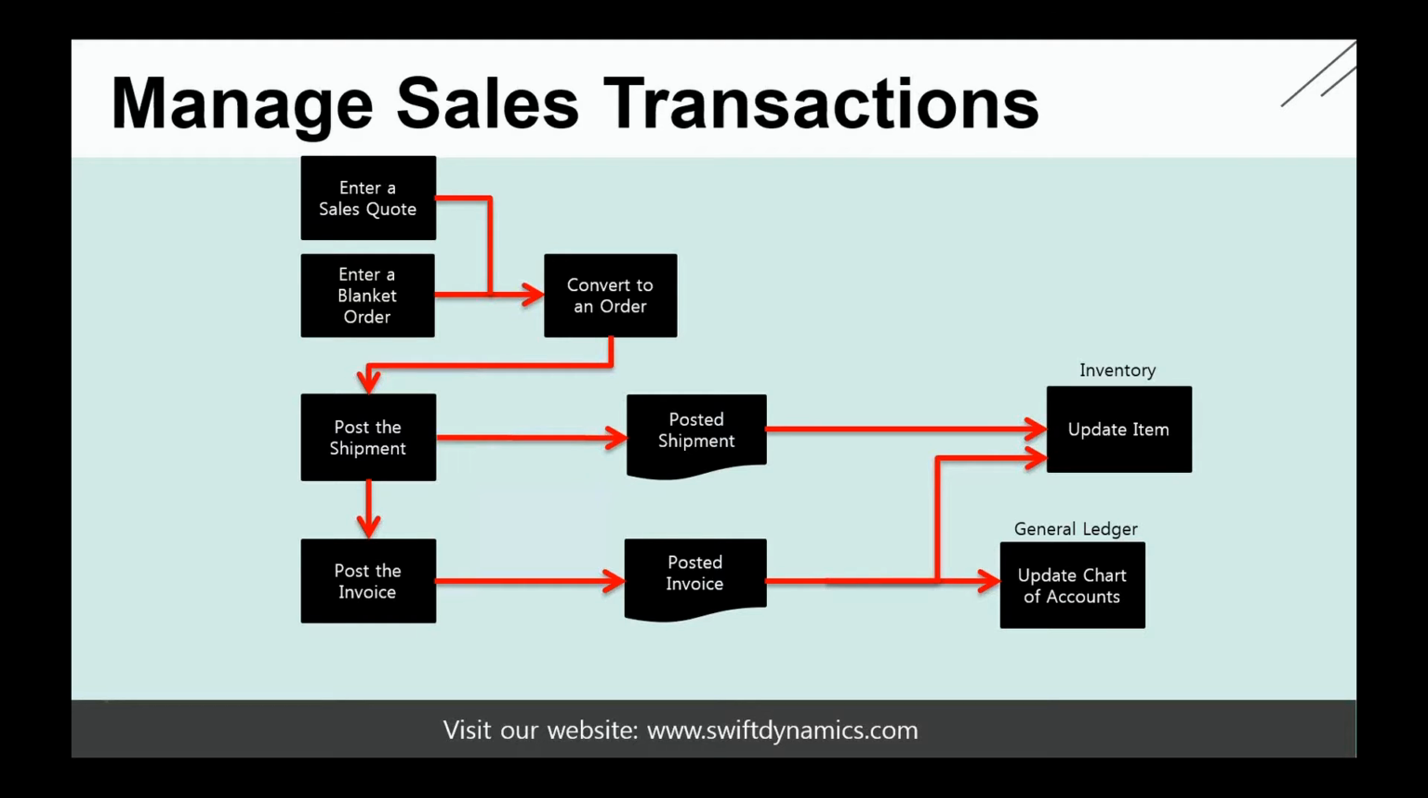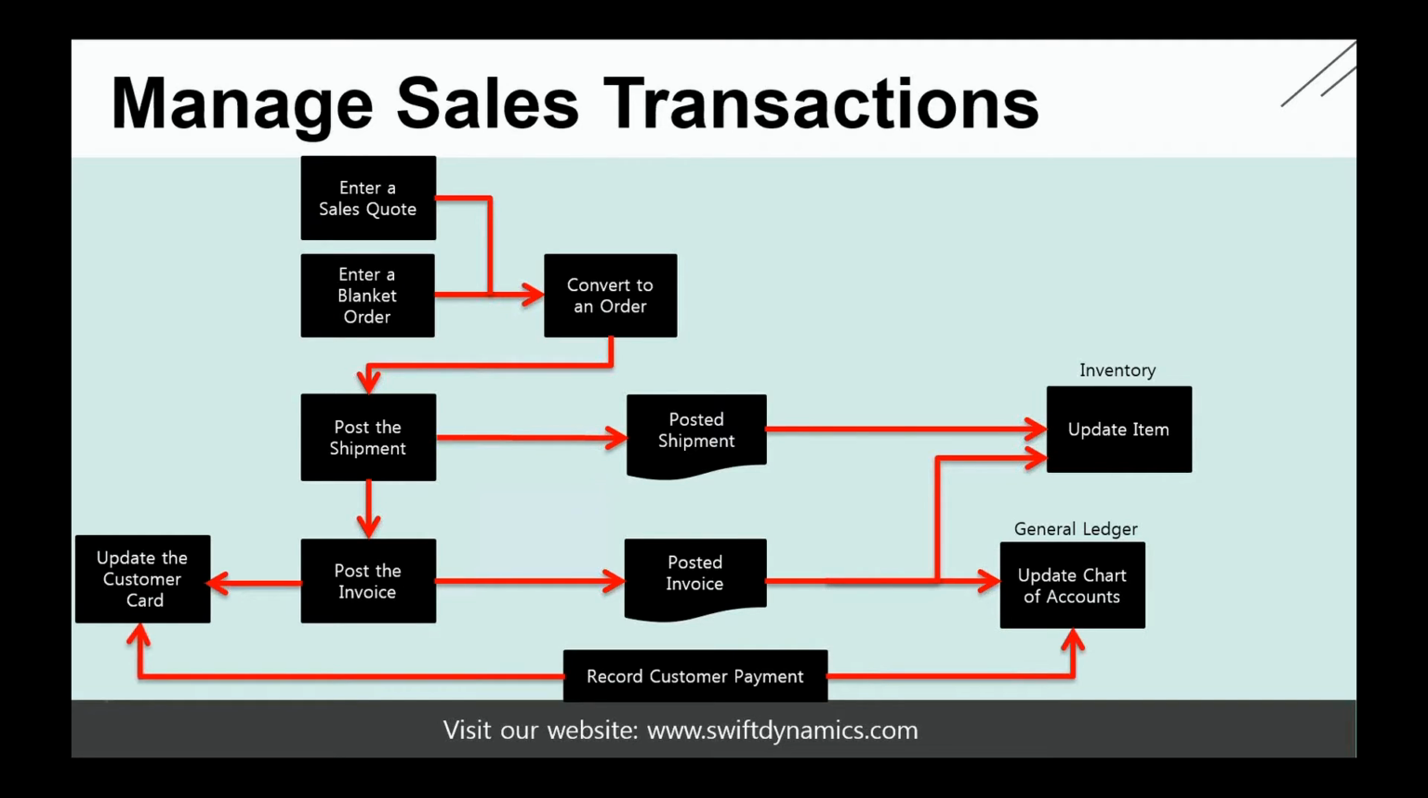Another thing that posting the invoice will do is update the customer card, because from the moment the invoice has been posted, the customer will need to pay the invoice. Now, if this is actually done, we can record the customer payment. And this will update the customer card and will of course also update the chart of accounts. So this diagram shows a typical sales process in Microsoft Dynamics NAV. Let's examine these different components a little bit more in detail.